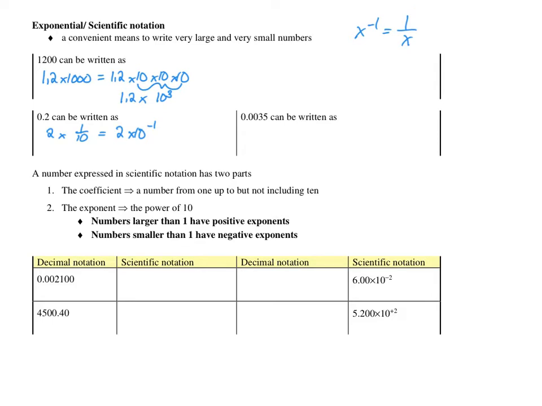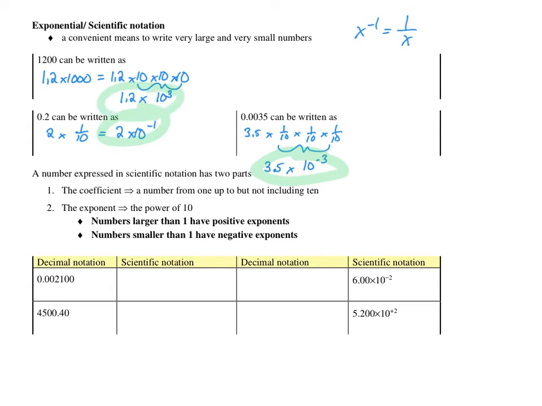Similarly, we can write 0.0035 as 3.5 times 1 over 10 times 1 over 10 times 1 over 10, because we've divided by 10 3 times. This would be 10 to the minus 3, so the whole thing can be written as 3.5 times 10 to the minus 3. All of these are numbers that are written in scientific notation.